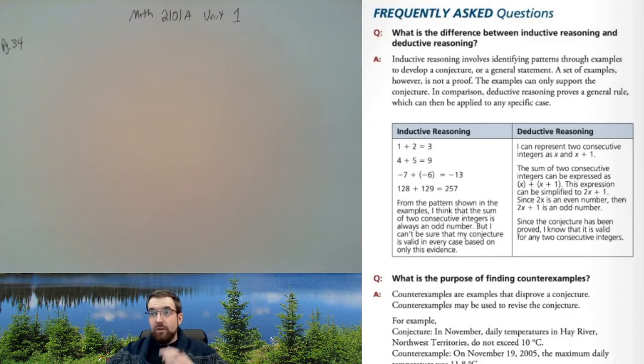So inductive reasoning here, we see a pretty good example, like I said. 1 plus 2 is 3, 4 plus 5 is 9, -6 plus -7 is -13. From the pattern shown in the examples, I think the sum of two consecutive integers is always an odd number.